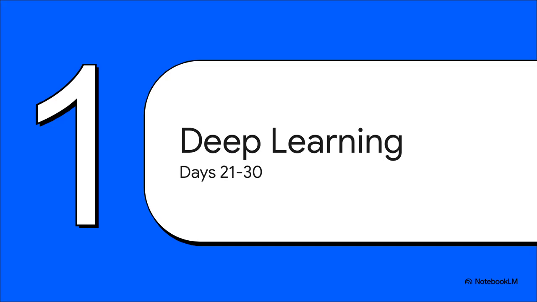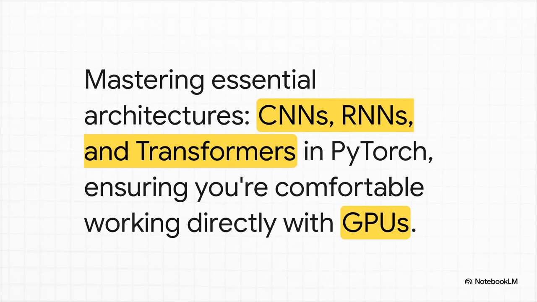Okay, first things first. This roadmap assumes you're not starting from scratch. You've already got classical ML in your back pocket. That's why we're jumping in at day 21 with a 10-day all-out sprint into deep learning. Think of this as laying the concrete foundation for everything else we're going to build. And this is all about getting your hands dirty. We're talking about mastering the big three. CNNs, that's convolutional neural networks, for everything vision-related. Then RNNs, or recurrent neural networks, for handling sequences. And of course, the model that changed everything, transformers. The tool of choice here, PyTorch. The goal is to get you super comfortable working right on the GPU.